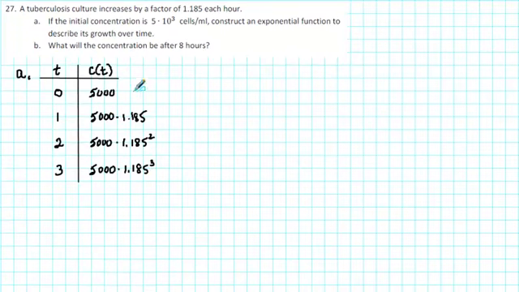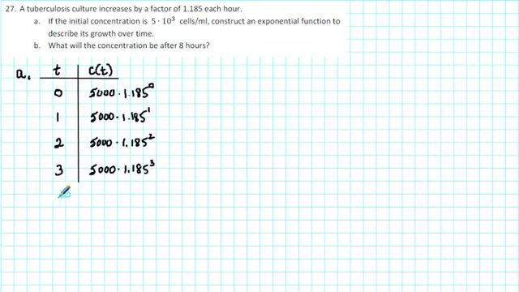So, looking at our table, we look for a pattern. We notice that the 5,000 remains fixed, the 1.185 remains fixed. The only thing that's changing is our exponent. We've got an exponent of 3, an exponent of 2. Here we could put an exponent of 1. That would be equivalent. And even in this very first one, we could write 5,000 times 1.185 raised to the 0 power, because 1.185 to the 0 is 1.